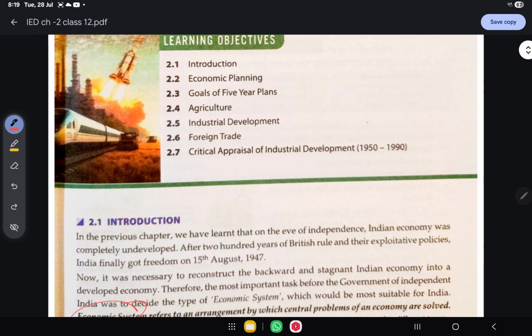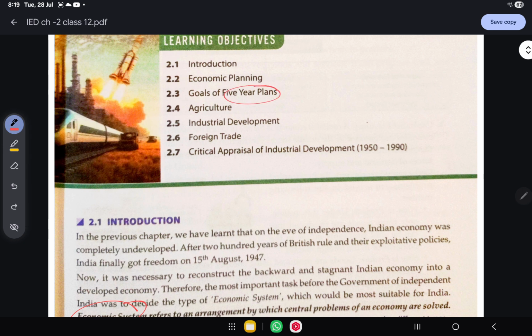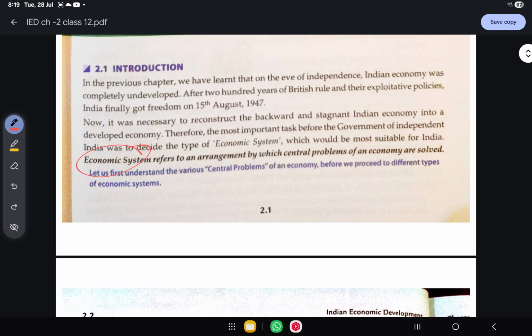So we are focusing more on what is economic planning, those 5-year plans, what are the goals of those related to agriculture, industrial development, how was the foreign trade, as well as the critical appraisal of the industrial development between 1950 to 1990. Okay, so in this chapter there is one keyword that you can see a lot, that is the economic system. So what does economic system mean?